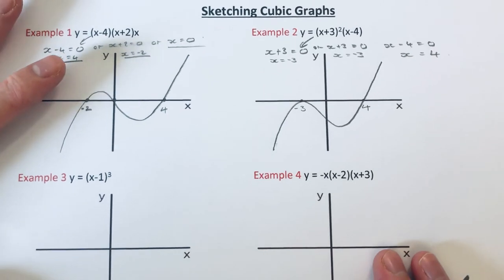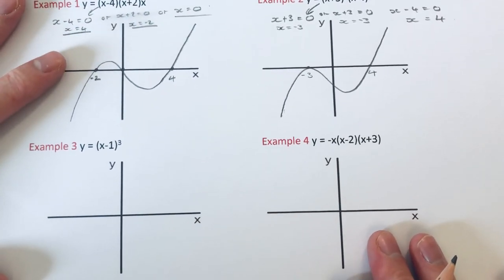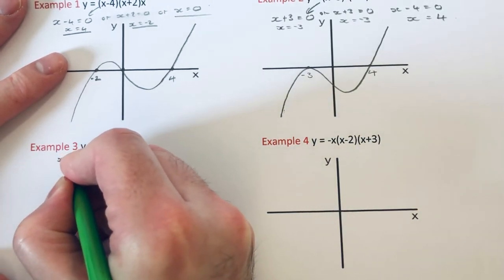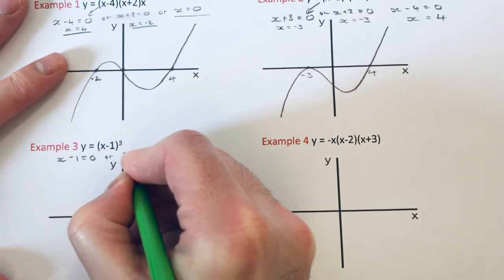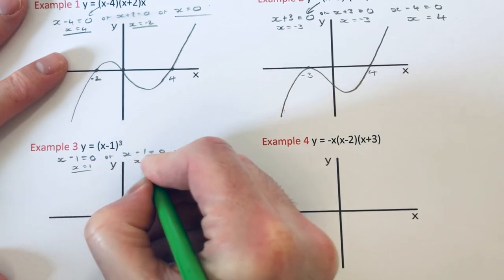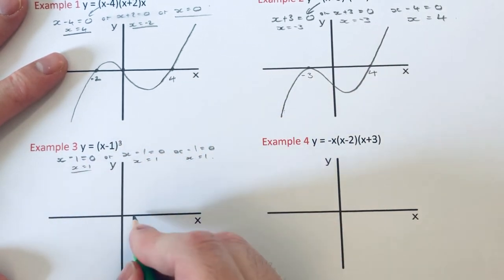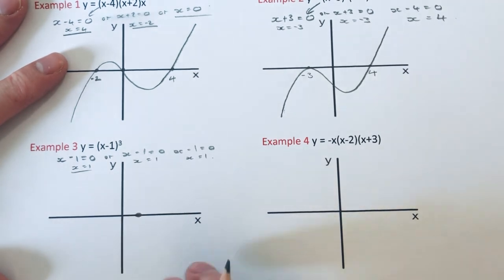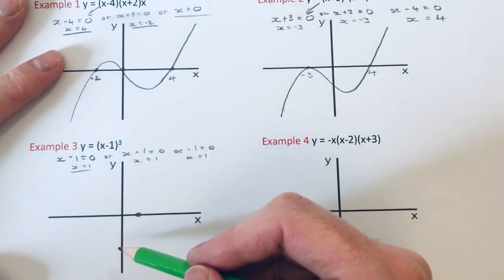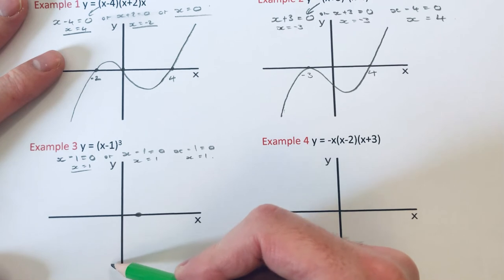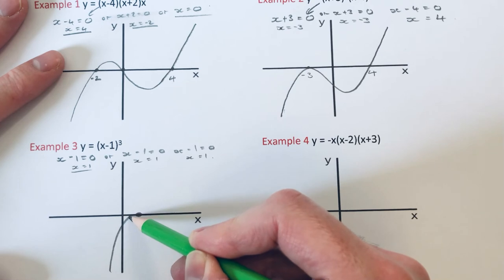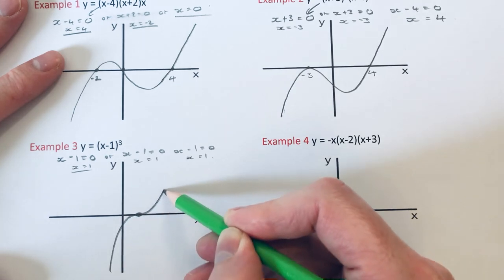So let's have a look at our third example. This time we've got y equals x minus 1 cubed. So this factor is repeated 3 times. So we get x equals 1 3 times. So it's crossing the x-axis at 1. So it's only got the 1 intersection point. So this time the graph would be going up from the bottom left, touching it like that, and then going straight back up.